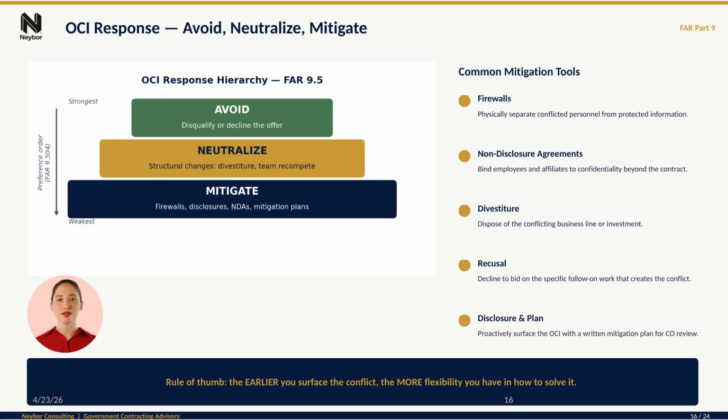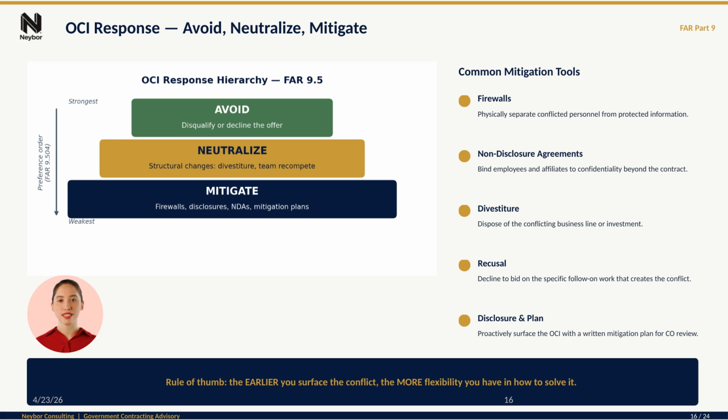Once you've classified the OCI, the FAR tells the contracting officer to work through a preference hierarchy shown on the left: avoid, neutralize, mitigate. Avoid is the strongest: disqualify the conflicted offer, or have the contractor decline. That's clean and defensible. Neutralize sits in the middle: structural changes that remove the conflict, like divesting a conflicted business line or restructuring a team to exclude conflicted personnel. Mitigate is the weakest response. Risk reduction measures like firewalls, non-disclosure agreements, and formal mitigation plans.